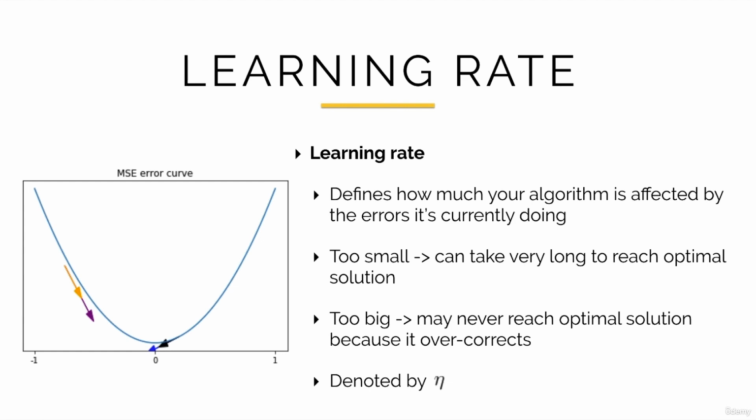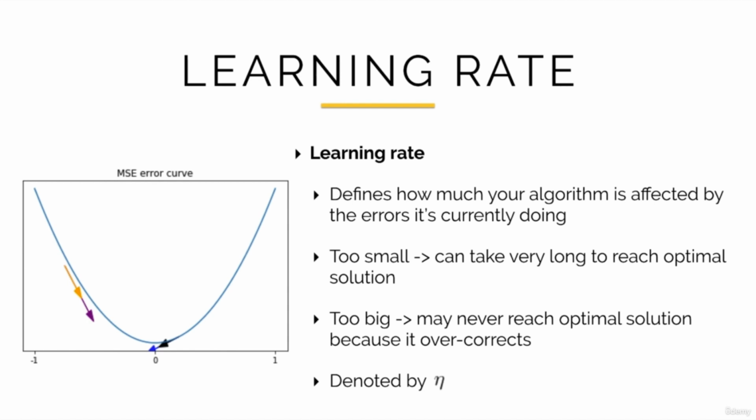So let's look at the two extremes, and this is usually one of those Goldilocks things. You don't want to be too small, because then you're going to take a very long time to reach an optimal solution or a model that does an acceptable enough job. So if your learning rate's too small, it's going to take too long. But if your learning rate is too big, then you may be taking jumps that are too big, and you may never reach an optimal solution because your algorithm is overcorrecting.